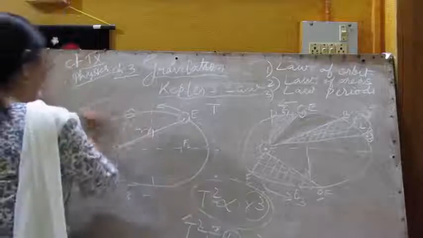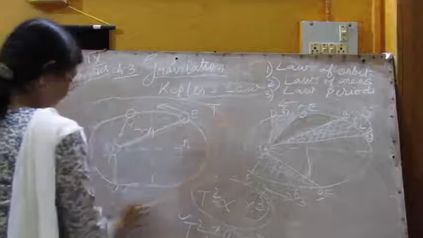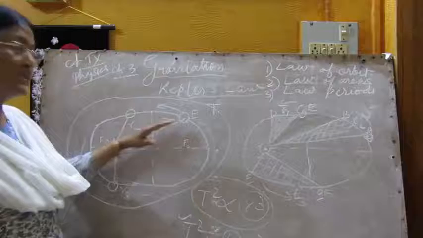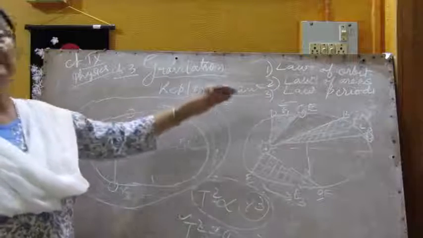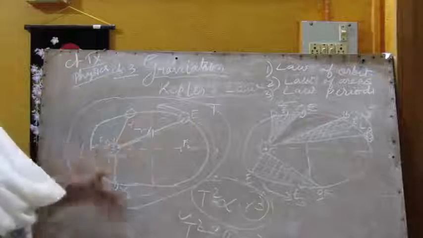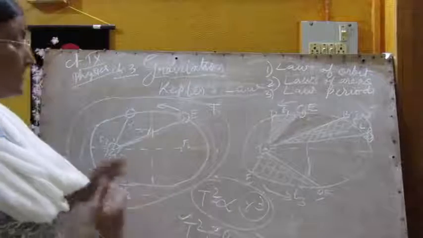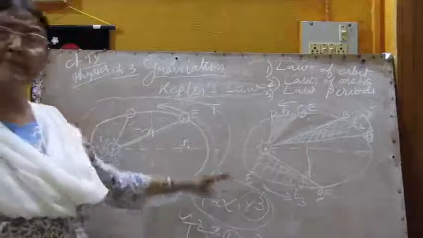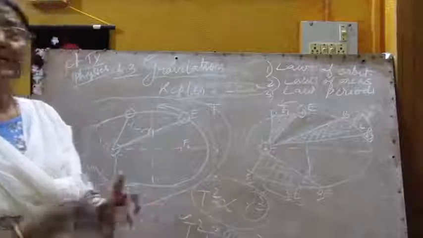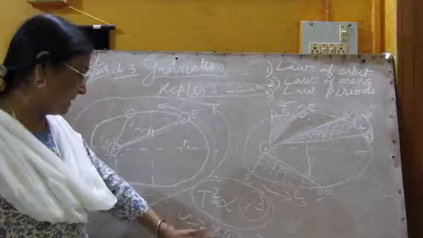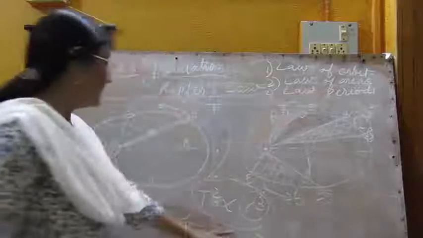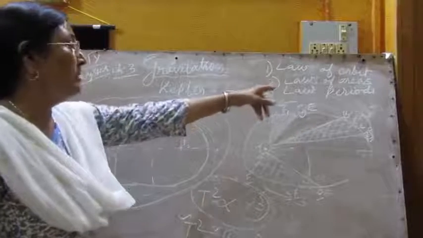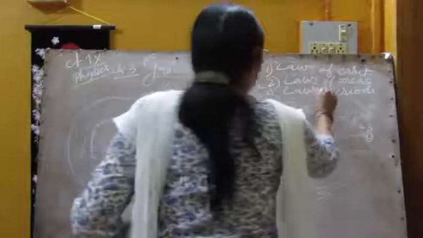Suppose you know our 8 planets are there. Which are the nearest? Their R is less, so their time period is also less. The farthest planets, whose distance from the sun is more, their time period also increases. Because this relation gives the law of periods, this relation given by Kepler is called the law of periods.